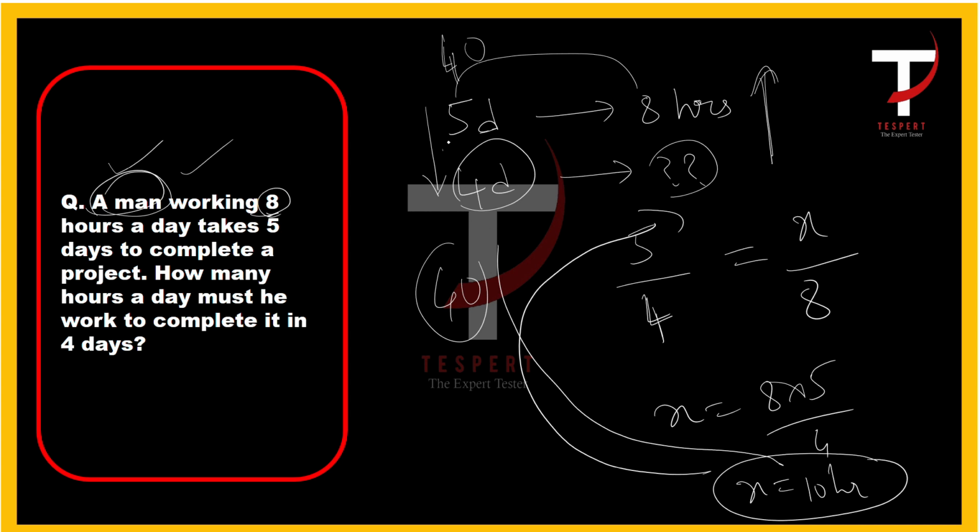If he is working for 5 days, he must work 8 hours each day. If he is working for 4 days, he must work 10 hours each day. So that the resultant won't get changed, right? The resulting value, the output won't get changed.